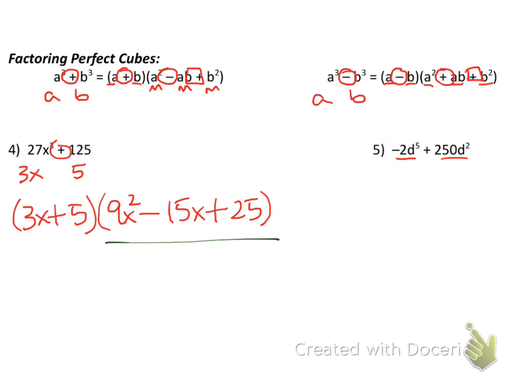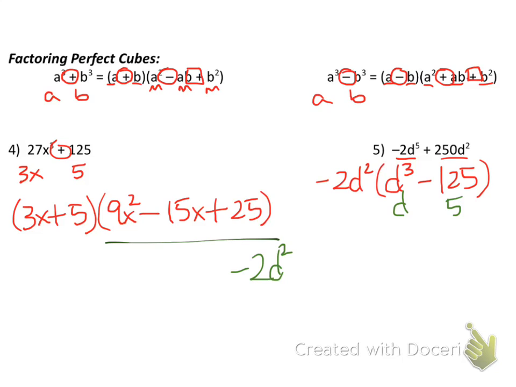If we look at the next one, well, negative 2d to the fifth is not a perfect cube. So you might say, well, this can't factor. But remember, you need to be making sure that you're looking for a GCF. So we could factor out a negative 2d squared. And then we'll be left with d cubed minus, don't forget you factored out a negative, 125. Now as we look for our perfect cubes, the cube root of d cubed is d. The cube root of 125 is 5.